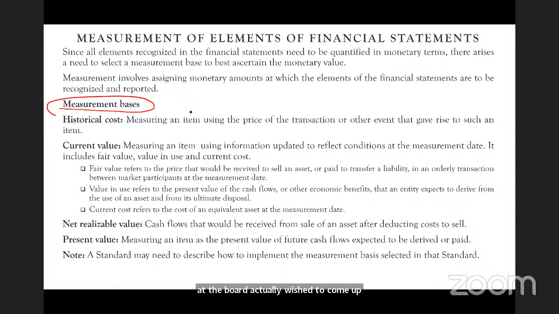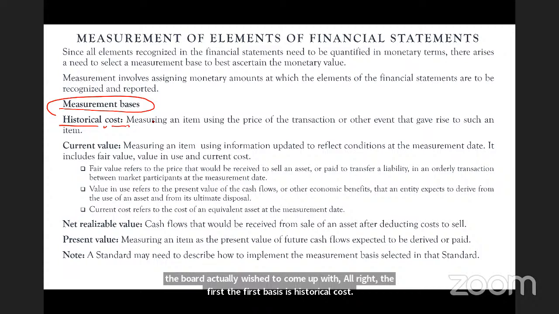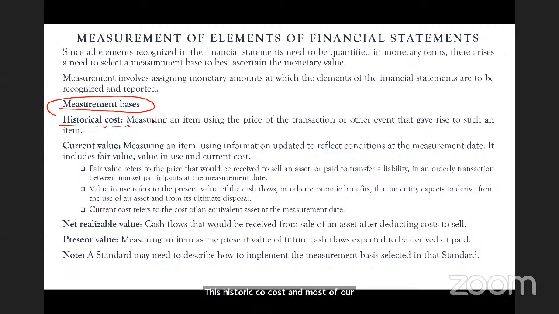All right, the first basis is historical cost. Most of the assets, when we have just acquired them, have to be measured at historical what? At historical cost. What we call historical cost is the price at the date of the transaction. So when I was acquiring that car, what price did I buy it at?